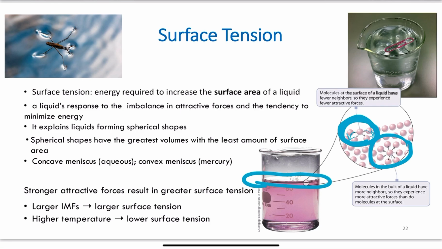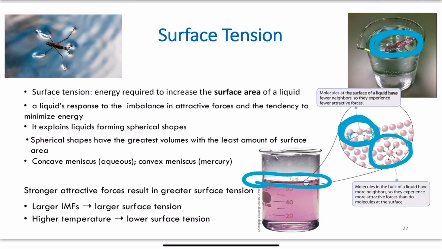Concave and convex shapes. It causes concave meniscus, which we see in aqueous solutions, and convex meniscus, which we see in mercury solutions. We'll talk about that when we talk about capillarity. But we're trying to maximize these shapes, which increases the surface tension of the whole surface. So increasing the attractive forces of the water in here, the water attracted to itself pulls and creates a higher surface area of the liquid, hence a higher surface tension.